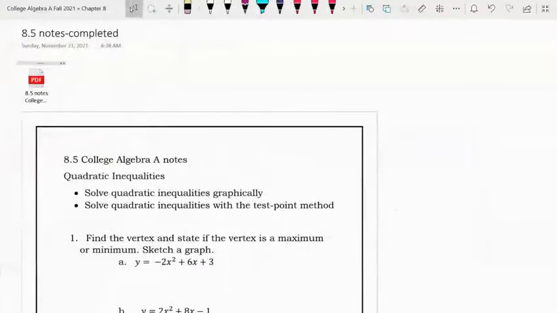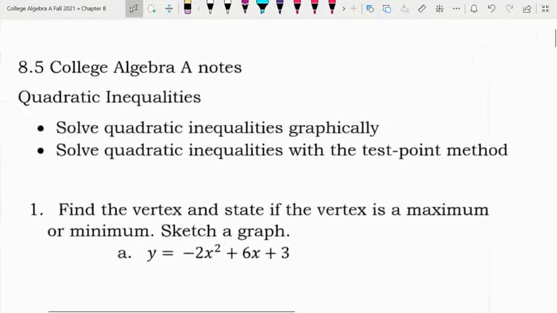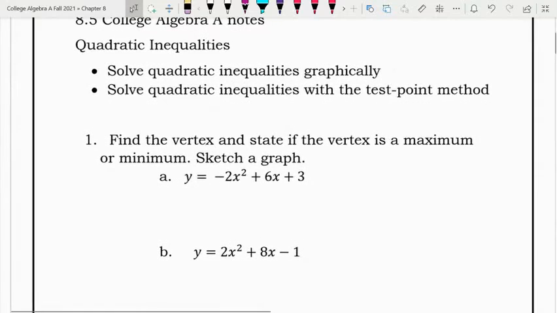All right, 8.5 notes, College Algebra A. Solve quadratic inequalities graphically, and you're going to solve them with the test point method. So two different ways of solving quadratic inequalities.